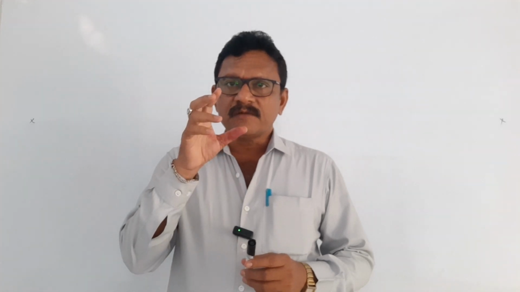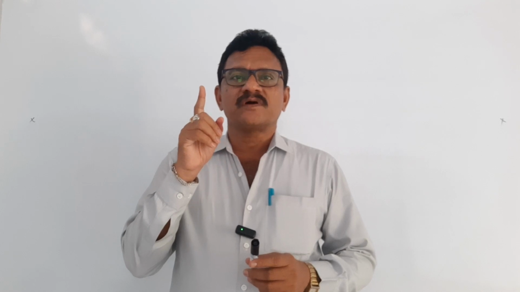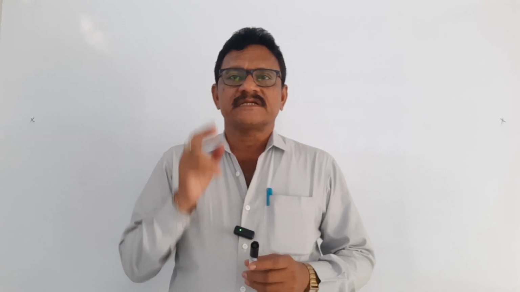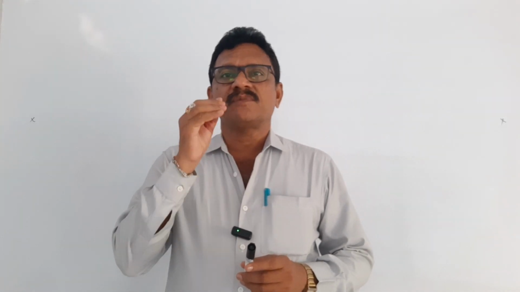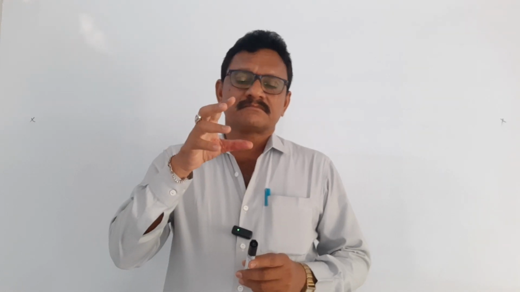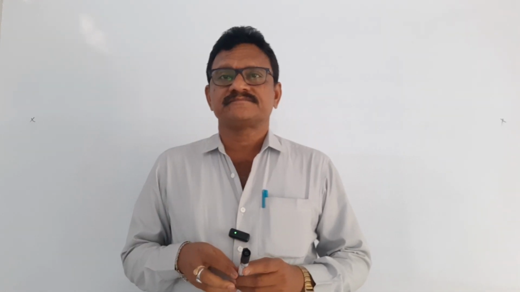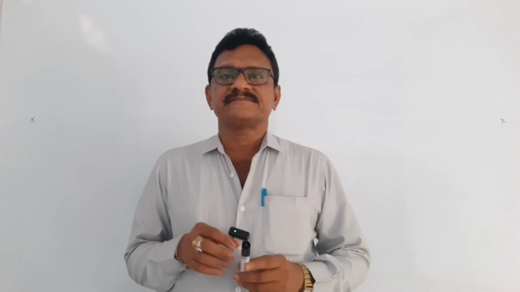Actually, in our intermediate standard, bondings are of five types. What are those? One is ionic bond, the second one is covalent bond, third one is coordinate covalent bond, fourth one is metallic bond, fifth one is hydrogen bond. So we have five types of bondings.